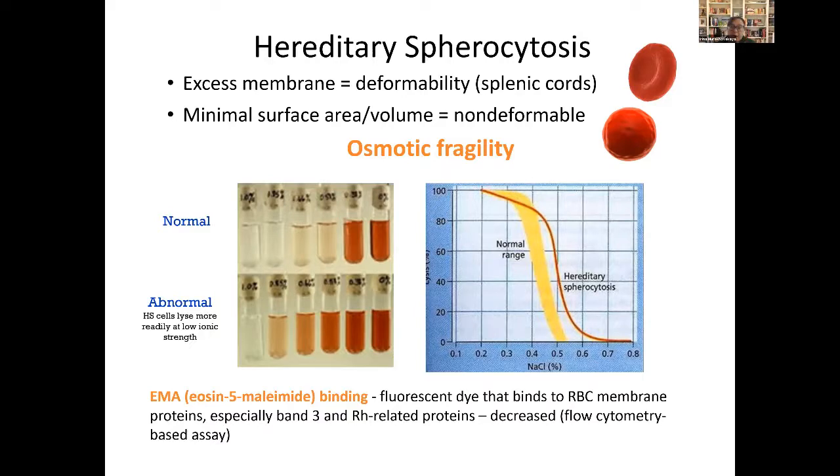So for diagnosis of hereditary spherocytosis, if that's what you suspect, the first step would be to do the osmotic fragility. And then the next step would be to order the EMA binding. And there are more sophisticated DNA tests available as well.